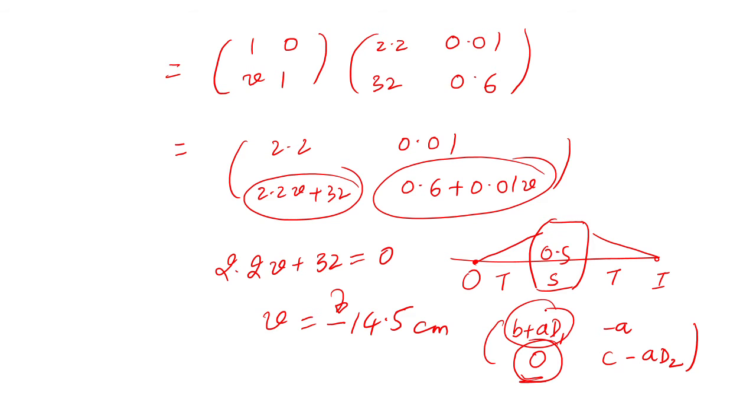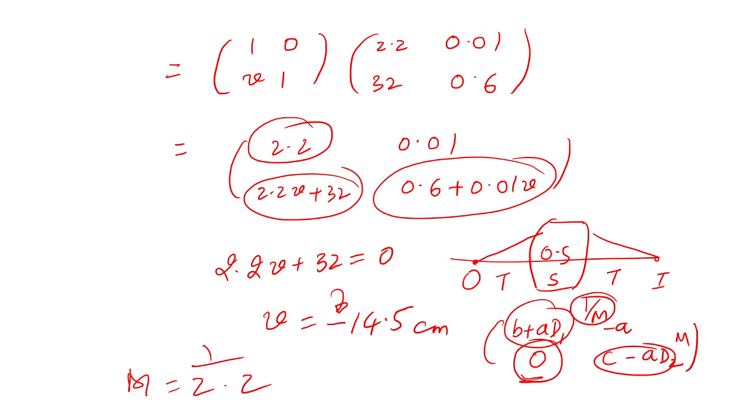Recall, we saw that this is 1 over m and this is m. Please go back to lecture 11 if you don't recall this. We saw that these matrix elements are 1 over m and m. So then magnification is simply 2.2, right? So you don't even need to do any math. You can just see that magnification is 1 over 2.2, because this is 1 over m, right?